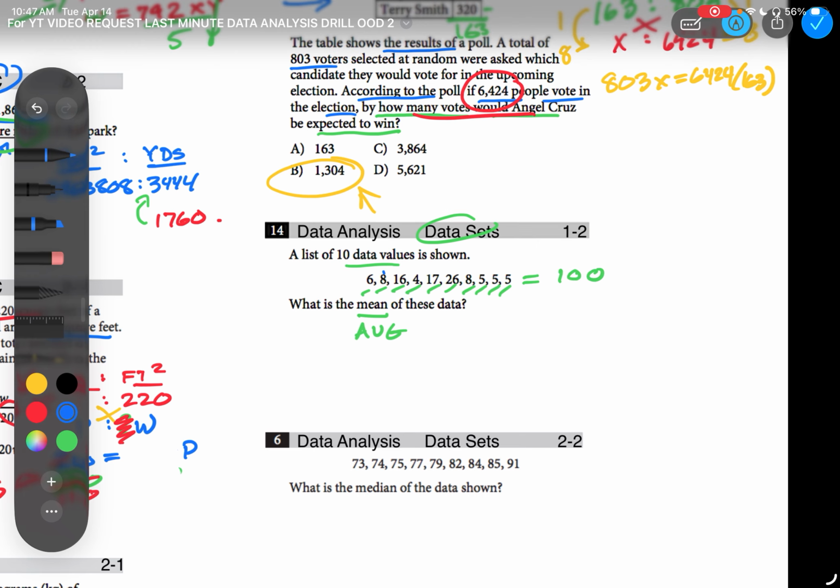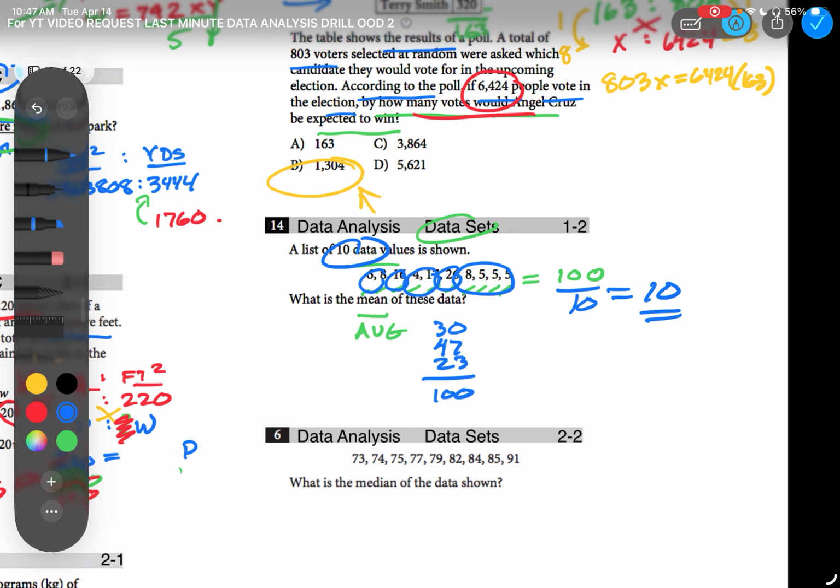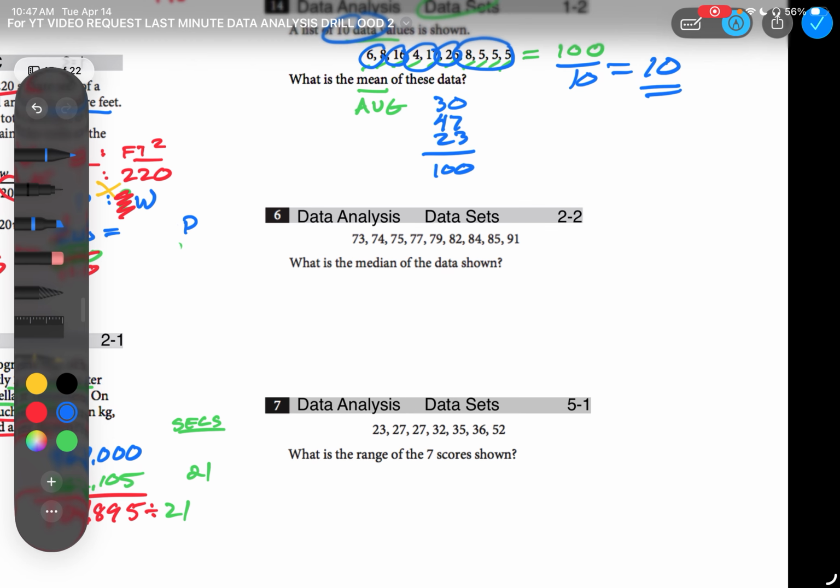Let me just verify. That's 14 plus 16. That's going to be 30. And I got 4. That's 21. That's going to be 47. And I got 15 plus 8 is 23. I add those guys up. Yeah, it does equal 100. Divided by how many values? 10. So our answer is going to be 10. Bang, bang, we're done.